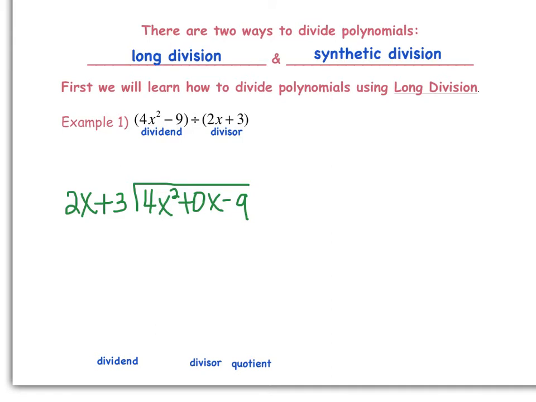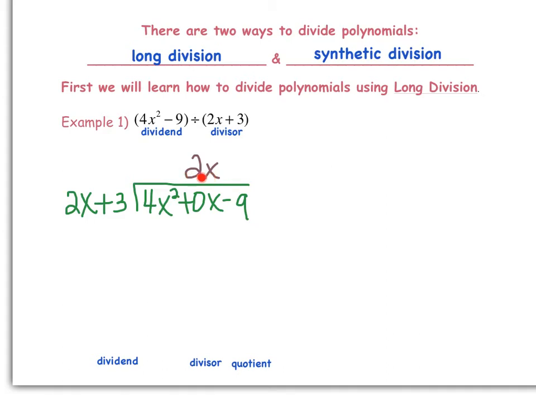We do this by taking the first term of the divisor and seeing what we need to multiply it by to equal the first term of the dividend. So 2x times what would equal 4x squared? Now the answer to that is 2x. So above the 0x, I'm going to write 2x.